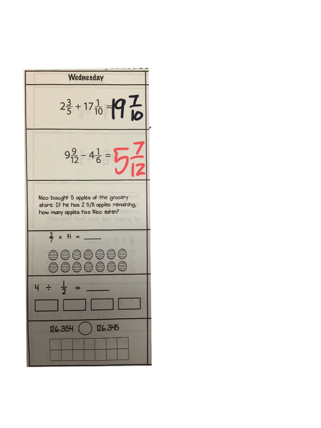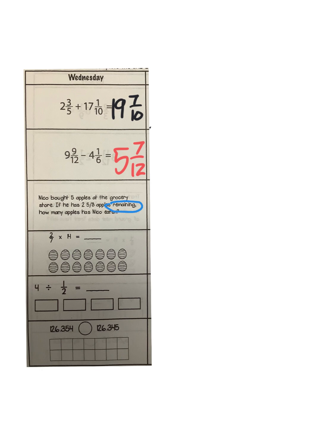Nico bought 5 apples at the grocery store. If he has 2 and 5/8 apples remaining, how many apples has Nico eaten? So as I look at this one, I know that he starts off with 5 apples. They talk about the remaining number of apples, which is a clue that we're going to do what here? Subtract. What am I going to subtract by? 2. Zoe, thank you for raising your hand.